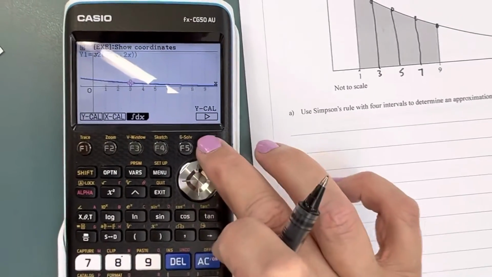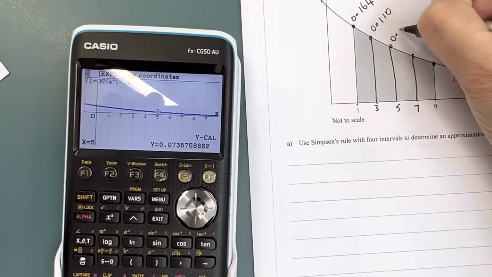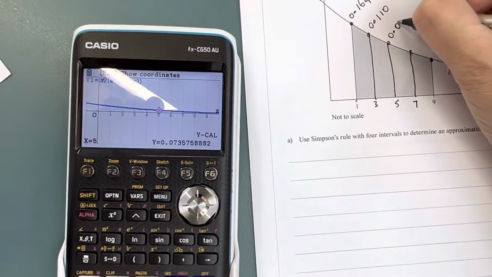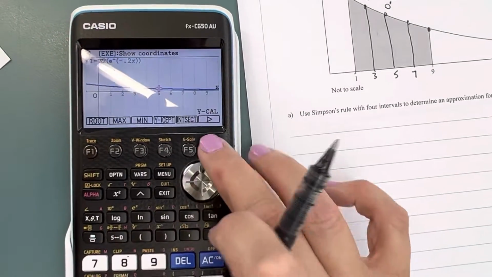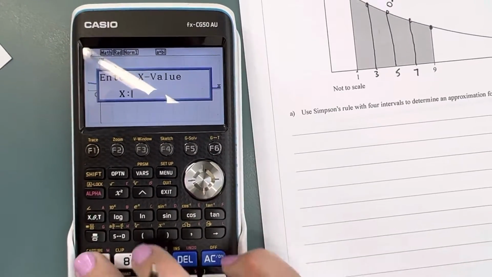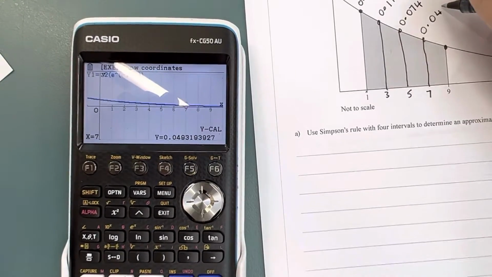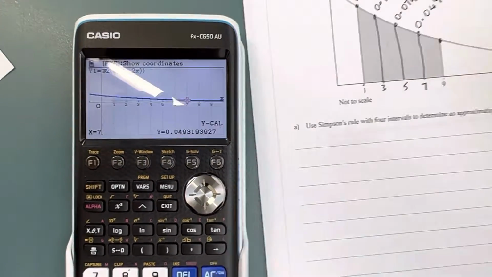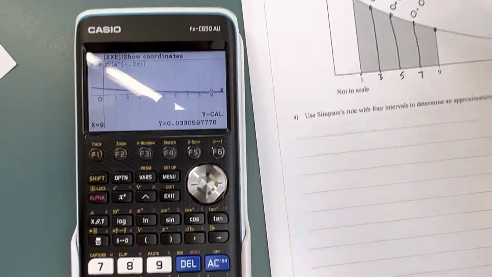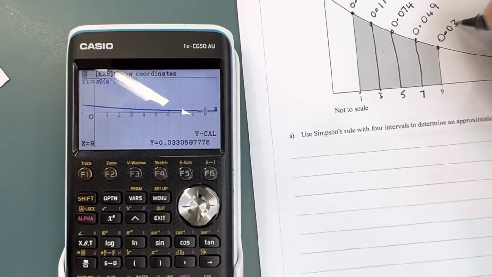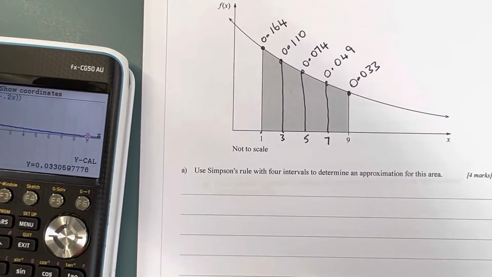Shift G-solve, Y-calc, 5: 0.074. Shift G-solve, Y-calc, 7, gives me 0.049. Shift G-solve, Y-calc, 9: 0.033. So I found all my values that I need.